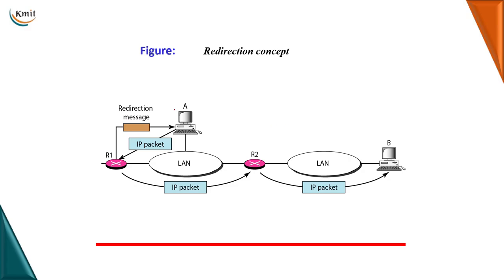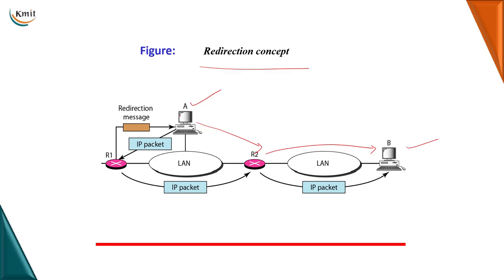Then we have a very important concept called the redirection message. For that I'll make you understand the redirection concept. Suppose I have a host A and host B, and I would like to send an IP packet from A to B. The most suitable route to send the packets from A to B is through R2. A will send it to R2 and R2 will send it to B. But here, A is sending the packet to router R1, and then from R1 it has to go to R2, and then from R2 it will go to B. Now this route is a longer route.